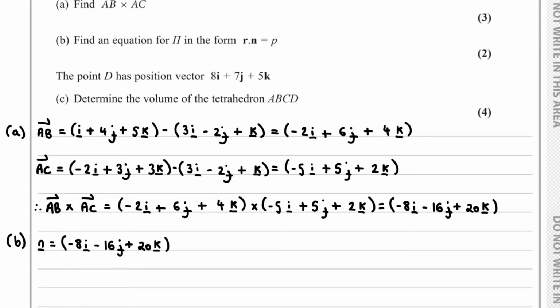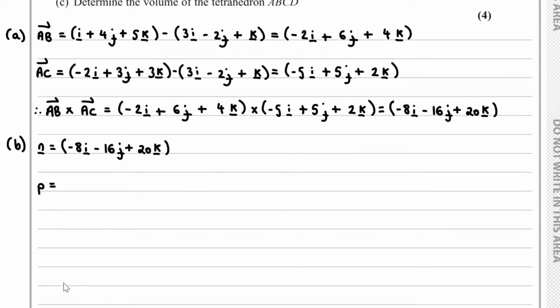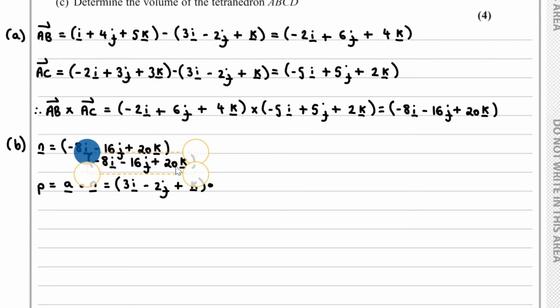What we can also do is find out the value of p. We can find the value of p by dot producting the vector A, which is this vector here, with the normal vector as we see here.